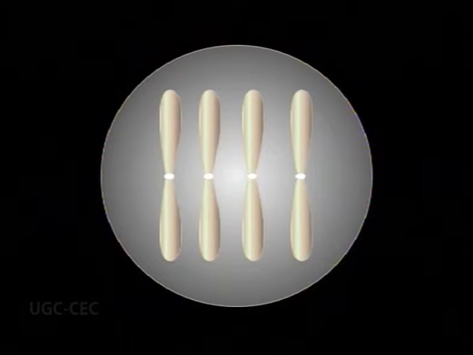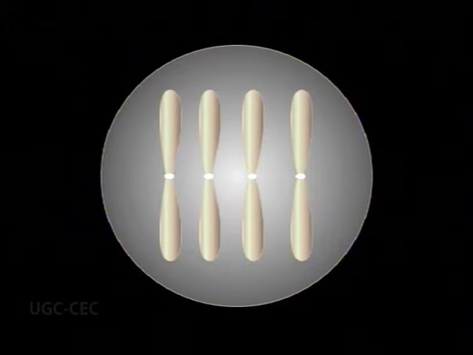bisects the spindle due to continuous counterbalancing forces exerted on the bivalents by the microtubules emanating from the 2 kinetochores of homologous chromosomes. The physical basis of the independent assortment of chromosomes is the random orientation of each bivalent along the metaphase plate with respect to the orientation of other bivalents along the same equatorial line.